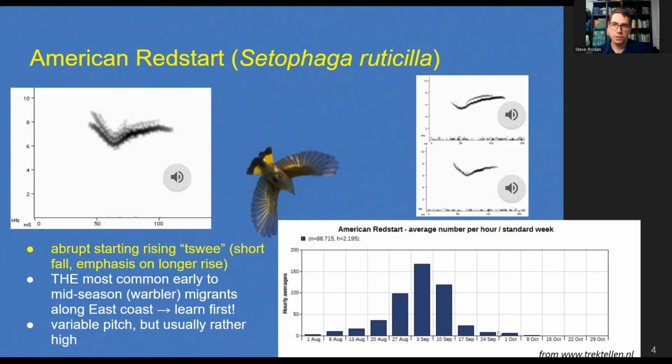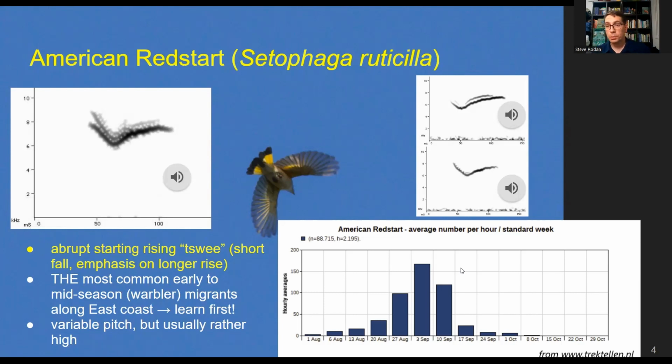Most of the birds that you'll see are like in this old picture I took of either a female or a young male. So it's one of the most abundant species seen in Cape May on the East Coast migration. This is why I'm including it first in this series, because it's a good call to learn first. It's quite distinctive and you'll hear it a lot.